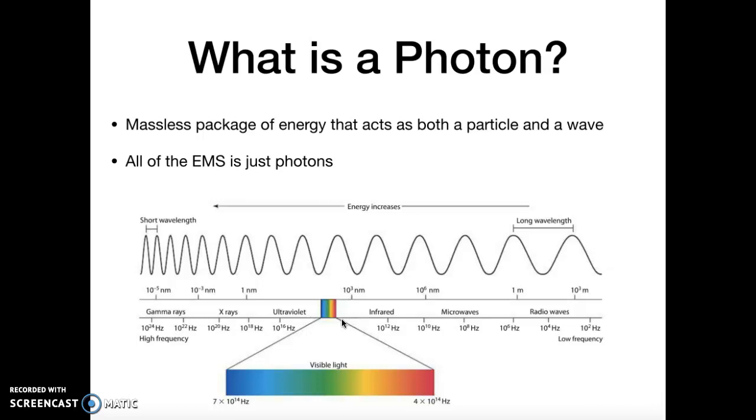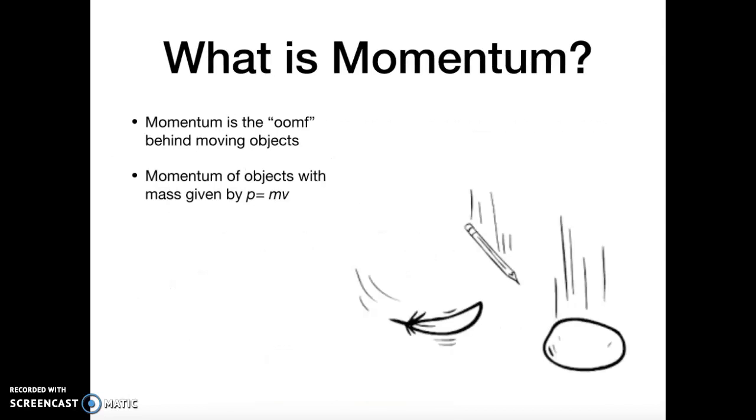So, what is momentum? For lack of a better term, it is basically the oomph behind moving objects. If you were to throw an eraser at me, it would have less momentum behind it than if you were to throw a bowling ball at me. And it's actually really simple the way we calculate the momentum of an object. It's just given by the equation P equals mv, where m is the mass of an object in kilograms and v is the velocity of that object in meters per second. So if we multiply those two variables together, you can calculate the momentum that objects have.